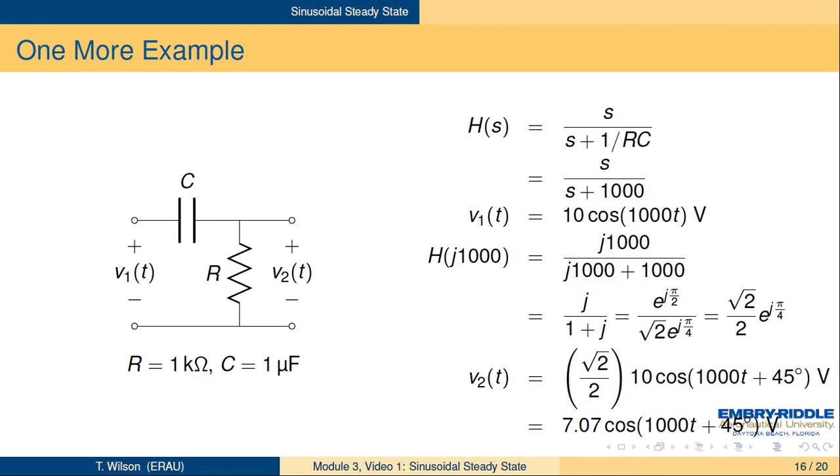You evaluate H of s at the input frequency, j1000. You find the magnitude and the angle of H of j1000, or H of j of whatever frequency you're interested in. And then you write the output as magnitude of H of j1000, times the input amplitude, cosine of the input frequency t, plus the angle of H of j whatever.